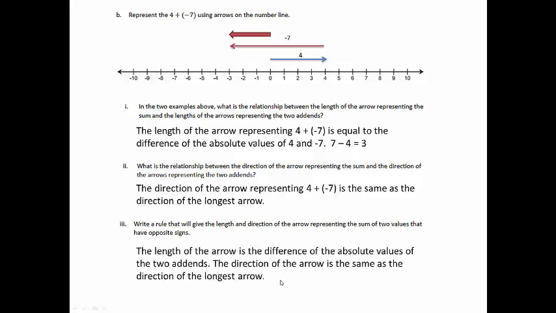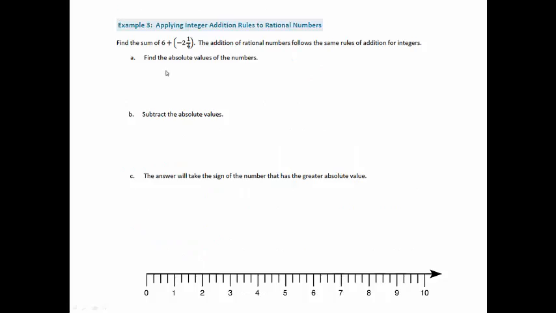Let's apply this rule to an example where we're not using integers, we're using rational numbers. In this case, fractions. We're going to find the sum of 6 plus -2 1/4. We're going to follow the same rules of addition for integers. First, we're going to find the absolute values of the numbers. The absolute value of 6 is 6. The absolute value of -2 1/4 is 2 1/4. Now we're going to subtract those absolute values. We can break it up into bits and pieces, where 6 plus -2 gives us 4, and then 4 plus -1/4 gives us 3 3/4.